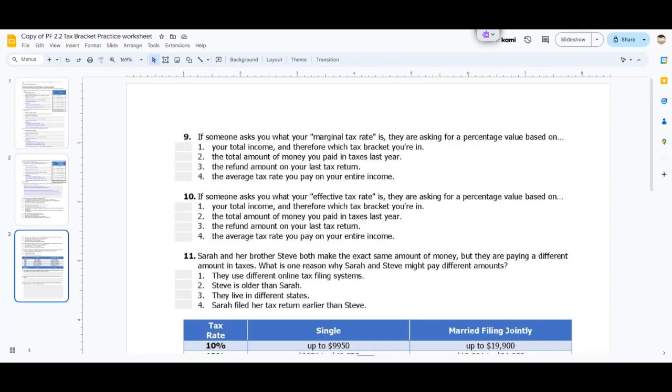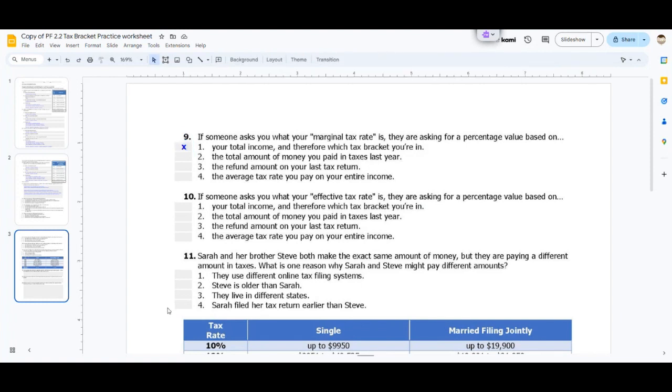All right, number 9, if someone asks you what your marginal tax rate is, they're asking you the percentage based on your total income, and therefore which tax bracket you're in. Again, that doesn't mean the actual percentage that you're taxed. Your marginal tax rate is just the tax bracket that you're in, the highest percentage that you pay on any of the dollars that you earn.